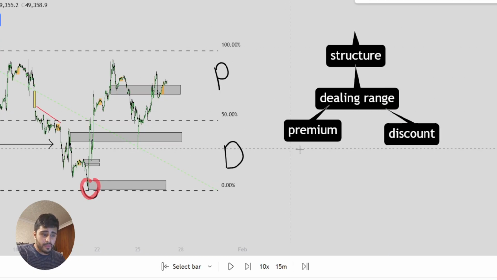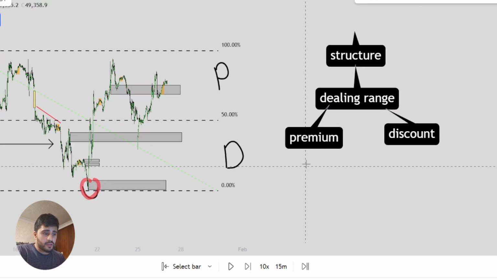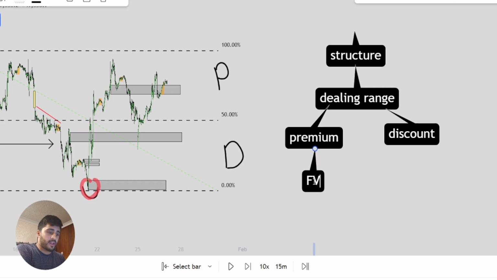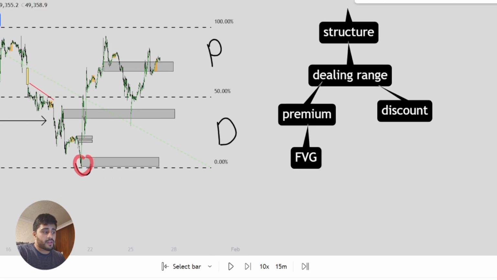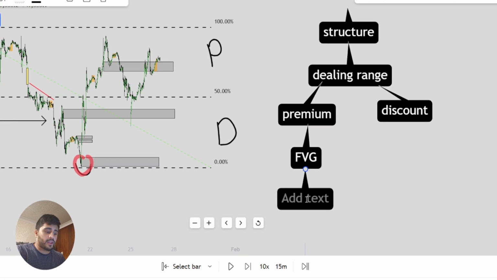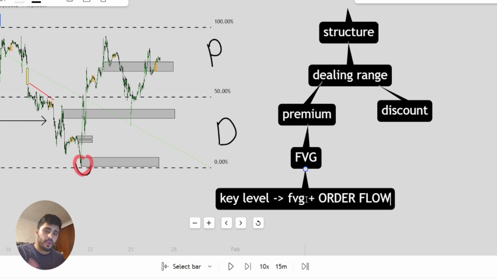And so we're in a premium. When you're in a premium, what you then look for is a fair value gap. Once you have a fair value gap, this gives you your key level, and we're going to be going over this key level. A key level is basically a fair value gap plus order flow. So this is the framework that I want you to follow.